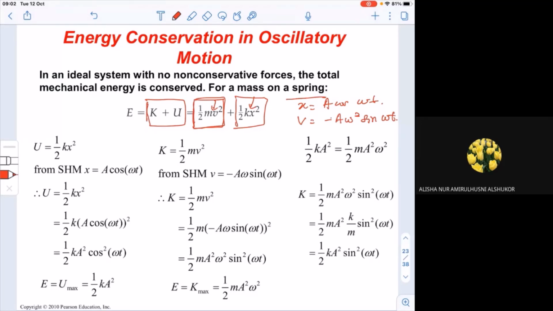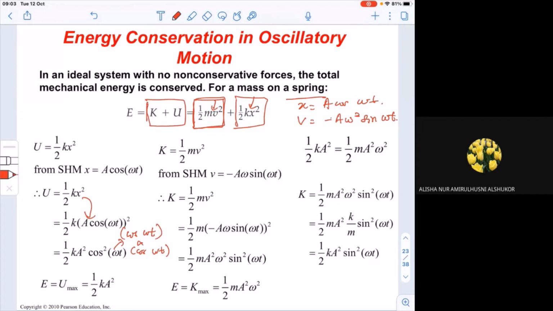So we can see that U is equivalent to half k x squared. Right now if you square the value of x, you get half k times (A cos omega t) squared. If you expand the square, it becomes half k A squared cos squared omega t. What does cos squared omega t mean? It means cos omega t times cos omega t, so you multiply it by itself, same thing.